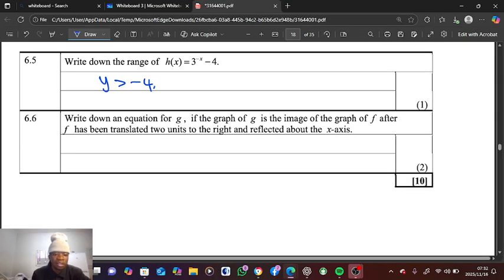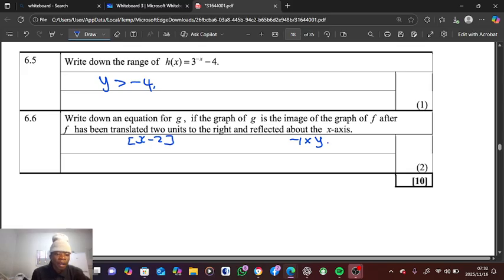So you write down the equation of g if the graph of g is an image of the graph of f after f has been translated 2 units to the right. By 2 units to the right, it means we can say x minus 2. For 2 units to the right, we subtract 2 from our x. Then it is reflected about the x-axis, where we have to multiply y by negative 1.